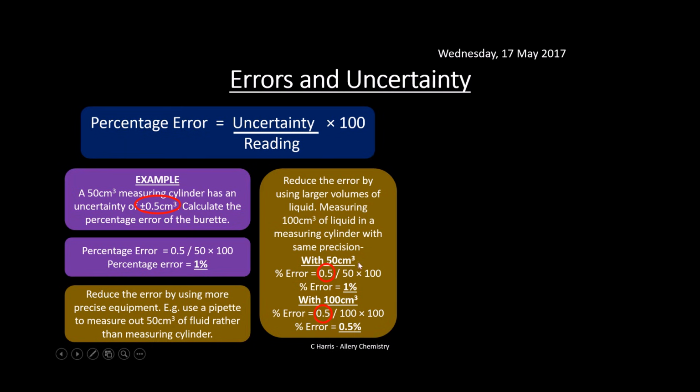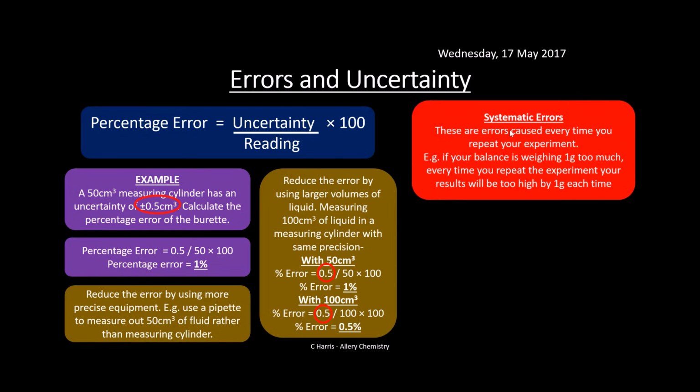We're going to measure with 50 centimeters cubed. So you can see, remember the uncertainty was 0.5 centimeters cubed. So 0.5 divided by 50, because we're using 50 centimeters cubed, times by 100, the error is 1%. But look, if we measure a larger volume, see the error is reduced. Same uncertainty, obviously, because we're using the same equipment, but we're measuring a larger volume, so we're dividing by 100, because the volume's bigger. So the reading that we're using times by 100, and you can see the error has dropped massively, 0.5%. So actually by increasing the volume we're measuring, we're reducing the percentage error.